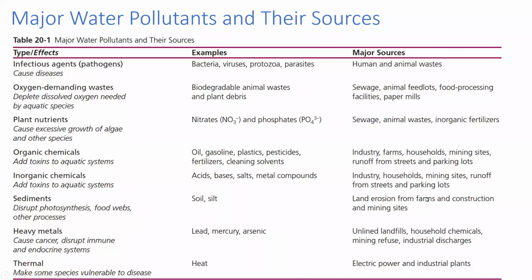Sediments come from land erosion because of farms, construction, and mining sites. Heavy metals come from unlined landfills, household chemicals, mining refuse, and industrial discharge. They put a lot of heavy chemicals into the groundwater and surface water. Thermal pollution is because of electric power and industrial plants.